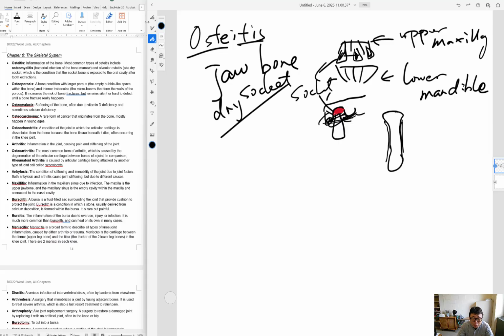I myself had this when I extracted my wisdom teeth, and that's why when you extract the teeth, you are mostly not recommended to use a straw to drink water, because the low oral pressure will dislodge the blood clot. So this is osteitis.